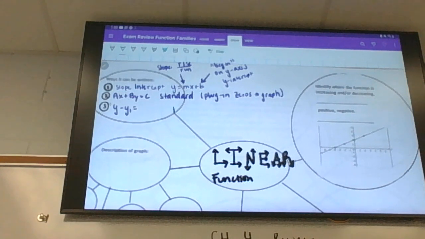And last, y minus y1 equals m times x minus x1. That one's called point slope. And that one's often used for parallel and perpendicular. I need you to stay here.